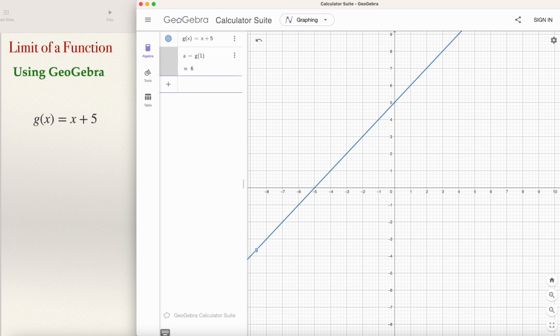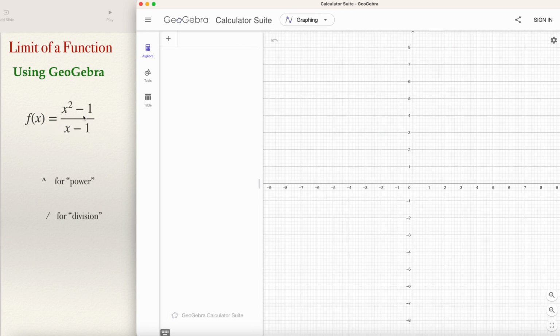at the value x approaches. For finding the limit of the function f of x equal x squared minus 1 over x minus 1, a function like this, if you are going to use GeoGebra, you can again type the function f of x equal x squared minus 1 over x minus 1. So define the function. For the power, use the circumflex symbol that in the case of my computer is in the key for number 6.